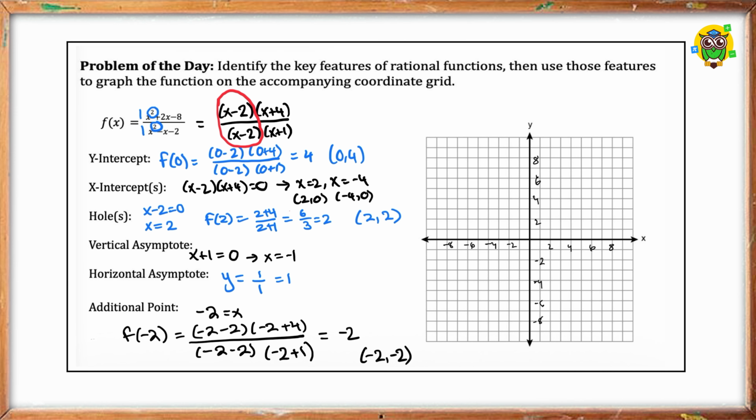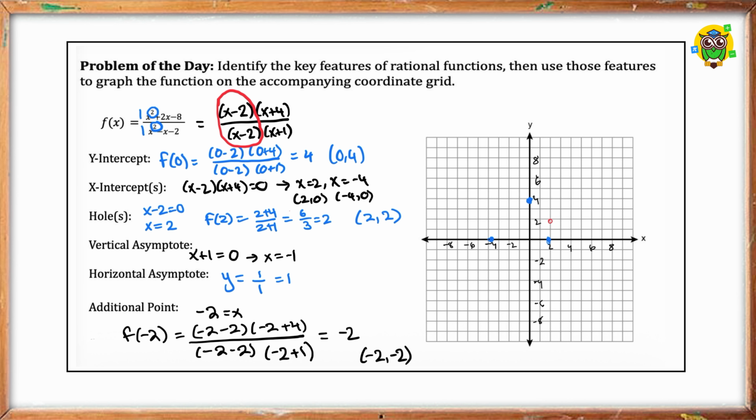Now that we have placed scales on our x and y axes, we can begin to graph. We have a y-intercept at 0, comma 4. We're going to place that in blue. We have two x-intercepts, one at 2, comma 0, the other at negative 4, comma 0. We have a hole, which we're going to create in red at 2, comma 2. That is right over here.